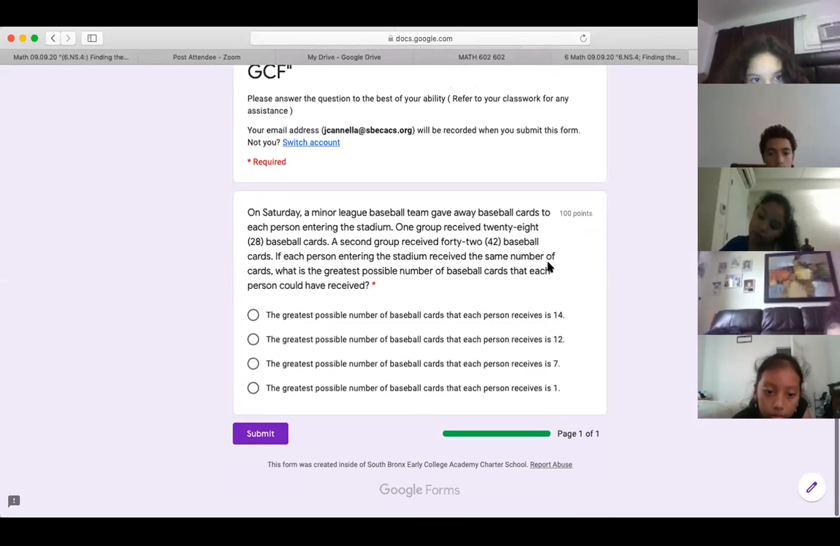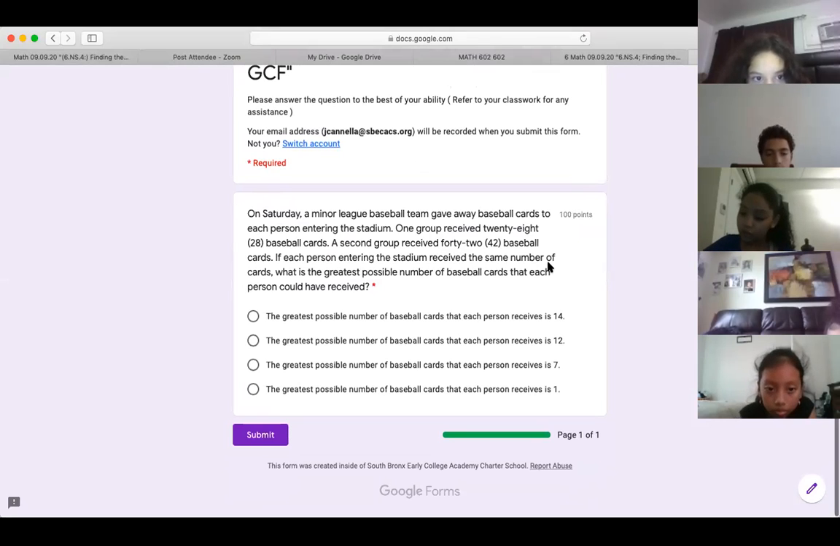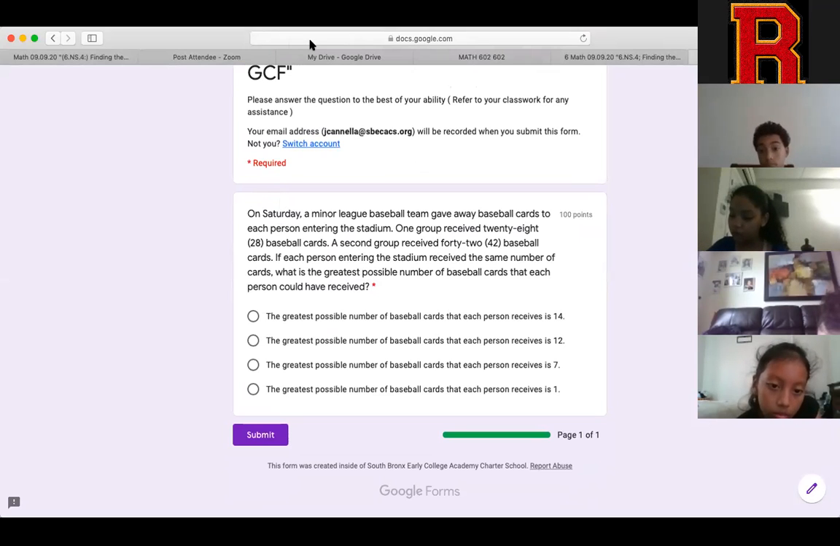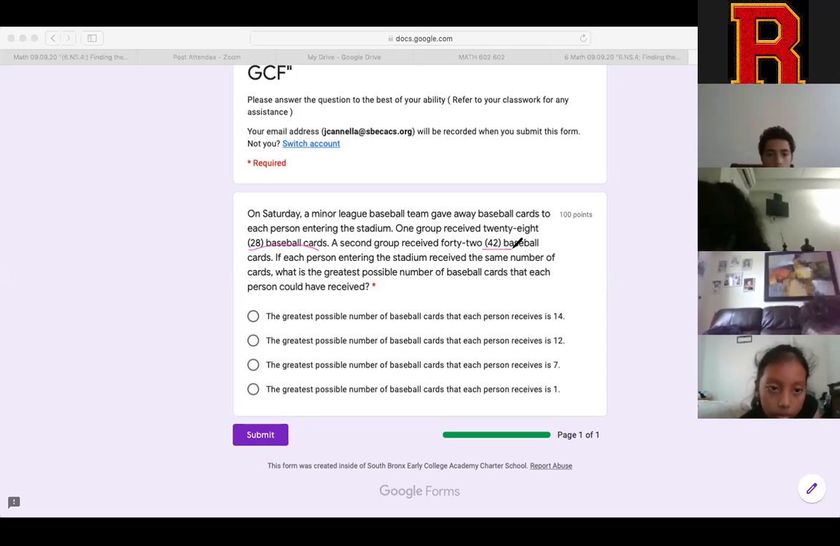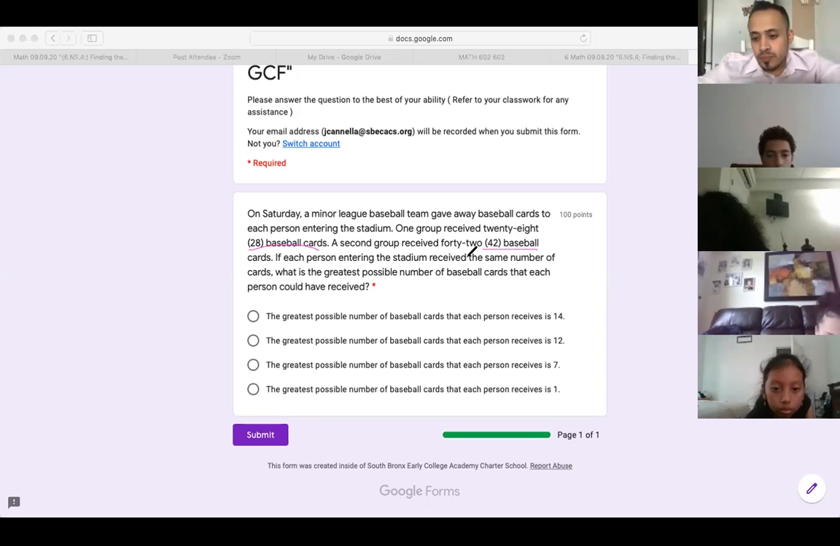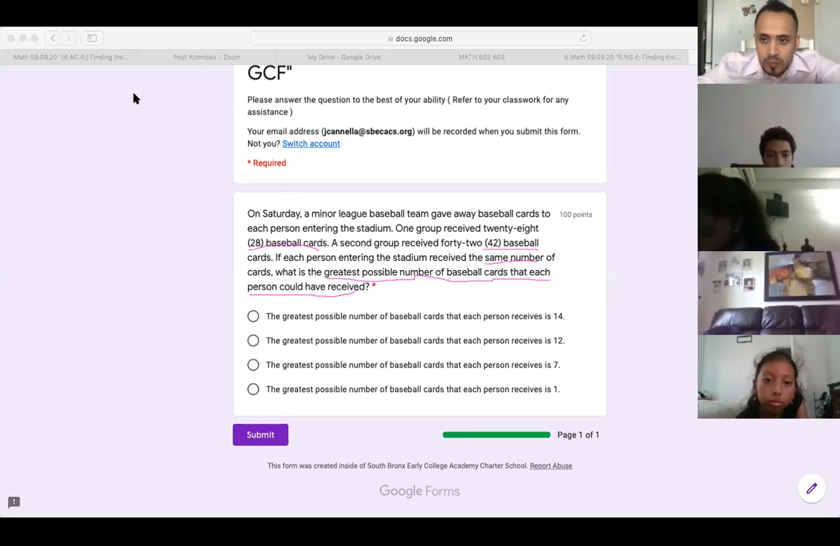Okay, it says, on Saturday, a minor league baseball team gave away baseball cards to each person entering the stadium. One person received 28. I'm going to annotate on my screen and underline 28. And the other team had 42. If each person entering the stadium received, here's the key word, same number, what is the possible greatest number of baseball cards that each person could receive? So now that we know how to find GCF, we know we're going to find the GCF of 28 and 42.